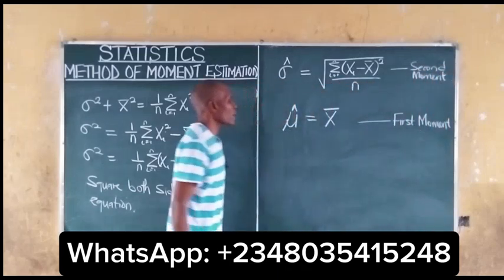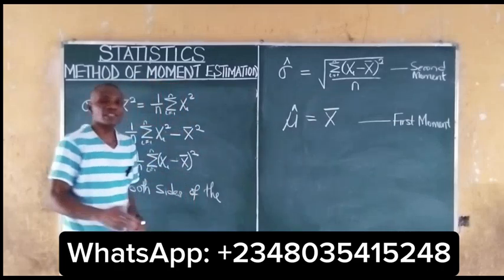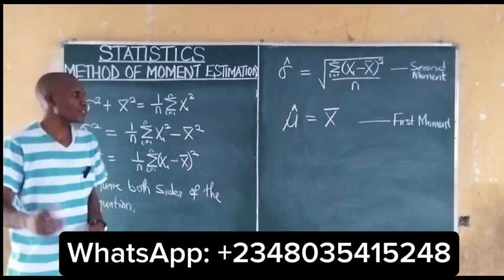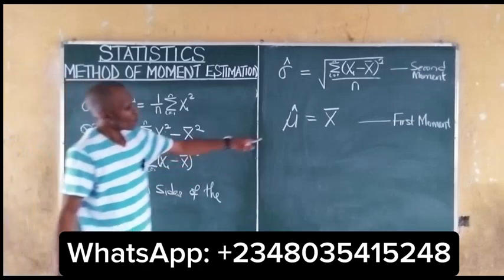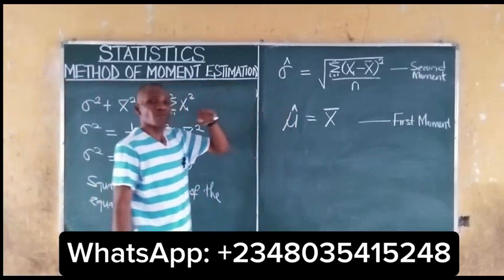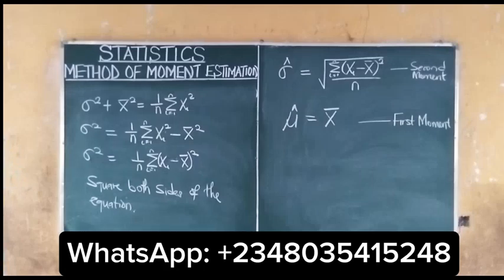So this is simply how to obtain the method of moment estimation for the normal distribution. We are asked to estimate mu and sigma for the normal distribution using method of moments. So this is simply how we can do that.